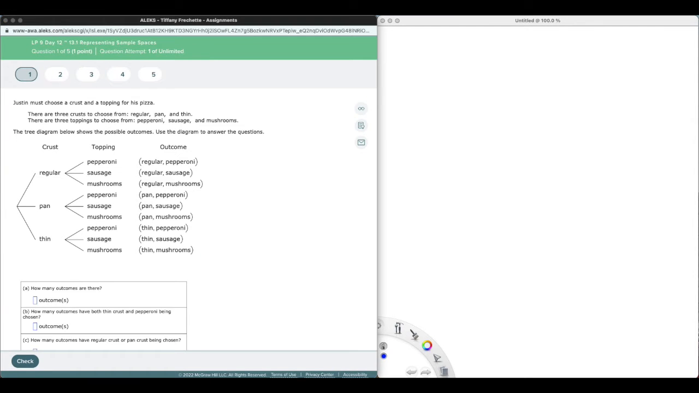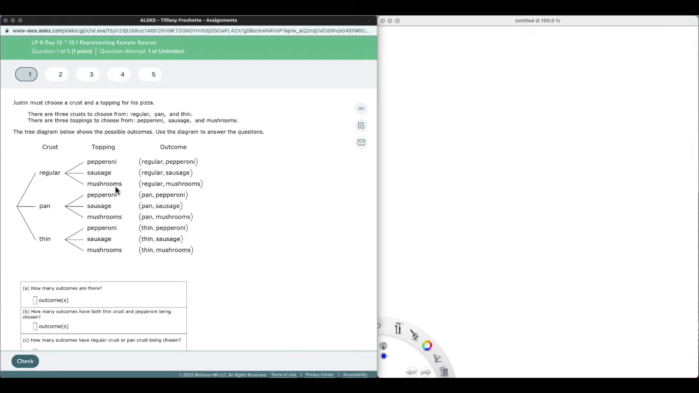All right, so we are definitely getting started here in probability. And the first thing they have us do is look at a tree diagram. What a tree diagram does is it shows us how quickly options can kind of grow. That's kind of an easy way to put that. So in this one, it says Justin must choose a crust and a topping for his pizza. There are three types of crust: regular, pan, or thin. And there are three types of toppings to choose from: pepperoni, sausage, or mushroom.